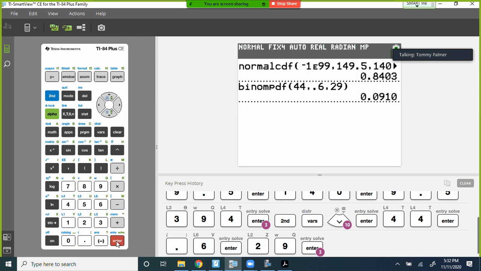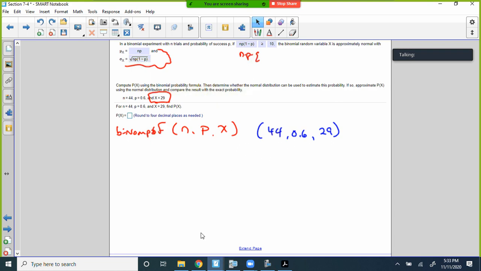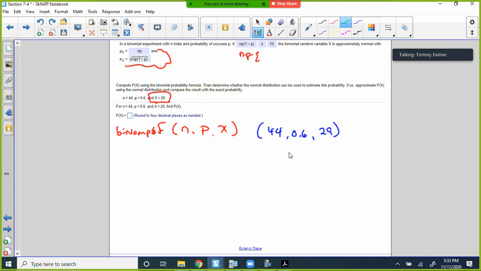It tells us that we got 0.0910. That's what's going in right there. So that's the binomial probability for n of 44, success of 0.6, and x, the exact value, of 29.